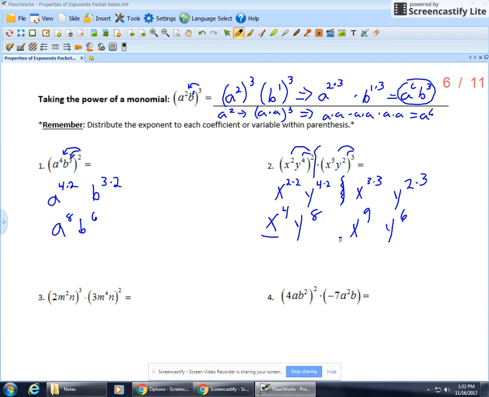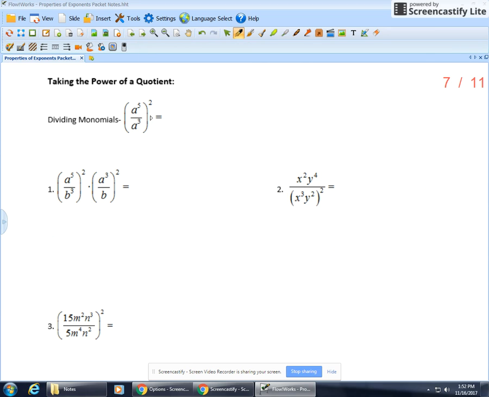And now you could add those exponents together. So you get x to the 4 plus 9 power, which is x to the 13th power, and y to the 8 plus 6 power, which ends up being y to the 14th power. So that's your final answer.